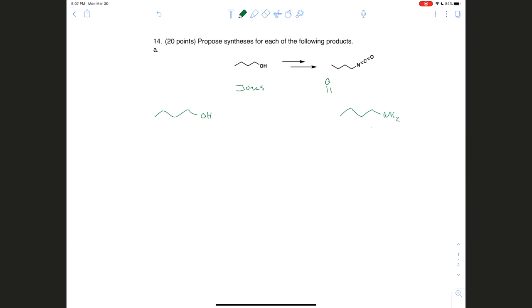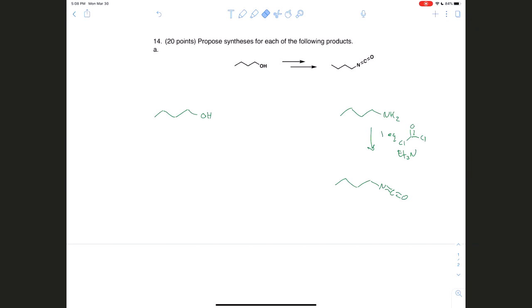Because we're suggesting that at the end, we can react this with one equivalent of phosgene and something like triethylamine base, and this will give the product. Yeah, so I am down with this. Cool. This is a suggestion that I am feeling good about.